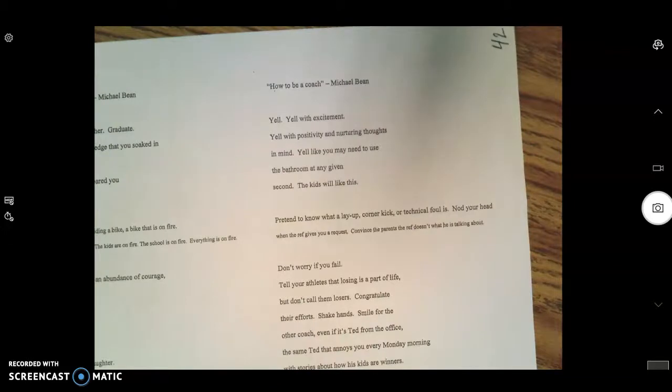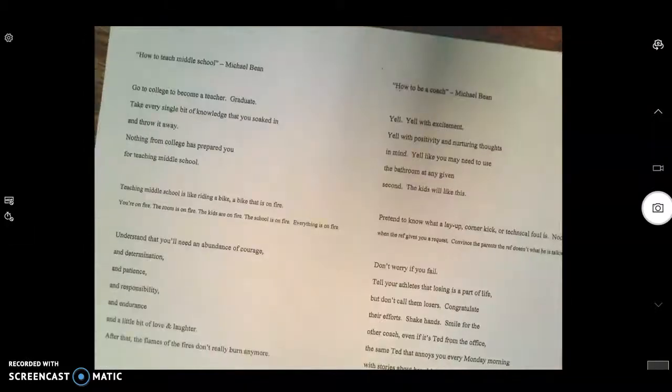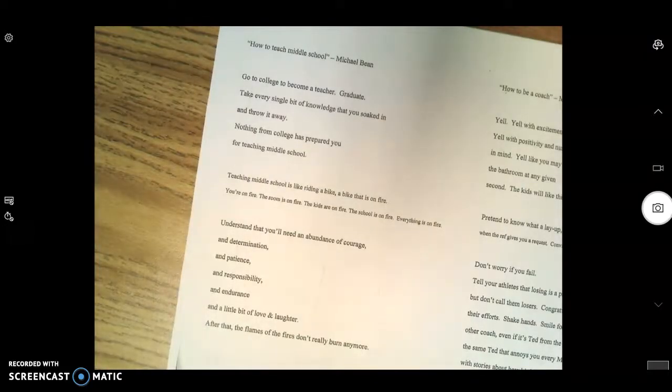Some other two examples on the back on page 42. I've got how to coach and how to teach middle school. We're going to let Taylor pick. Taylor, which one are we going to do next? How to teach middle school. Ooh, that's kind of funny because where are we right now? We're in middle school right here, okay?